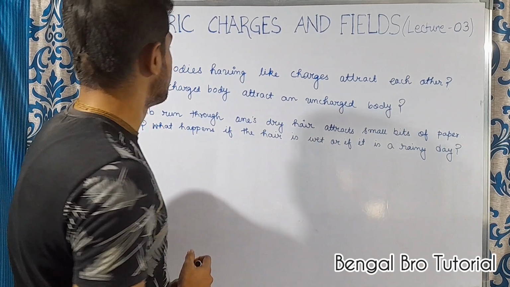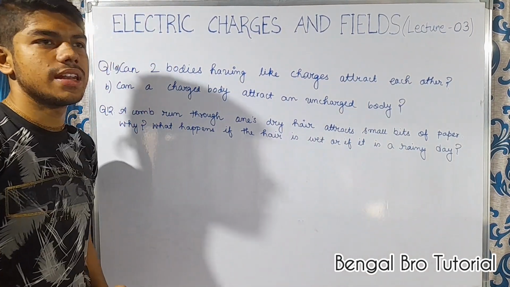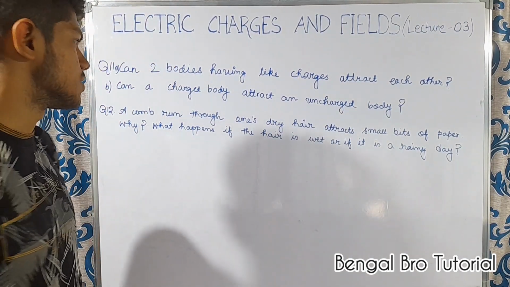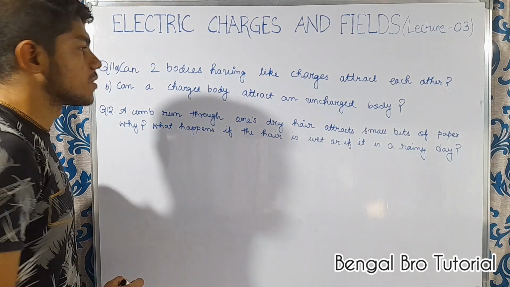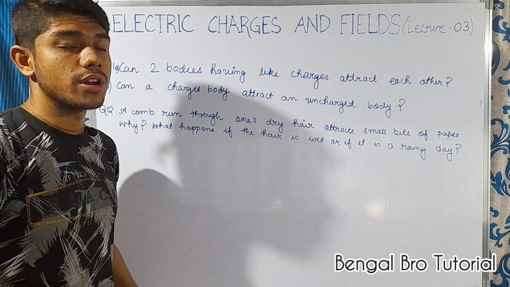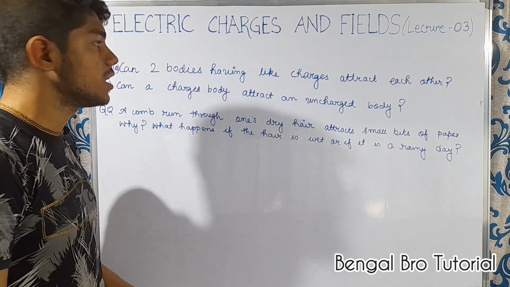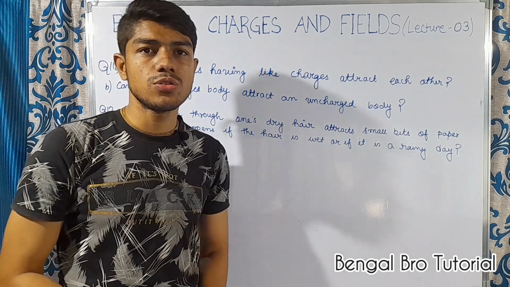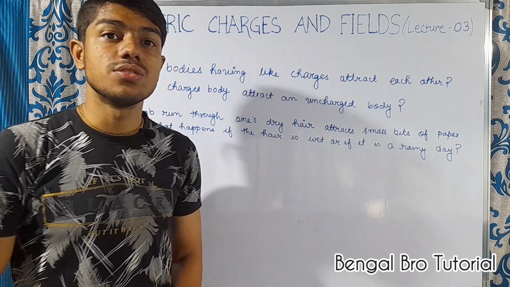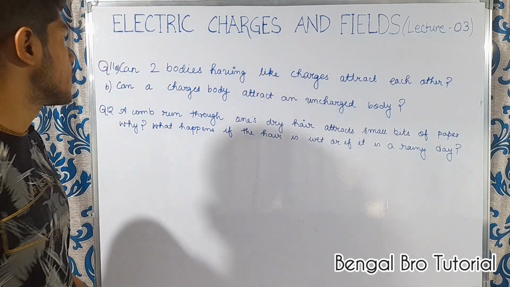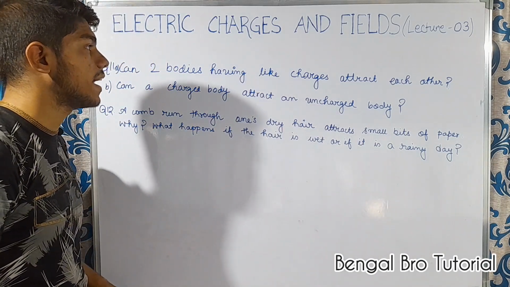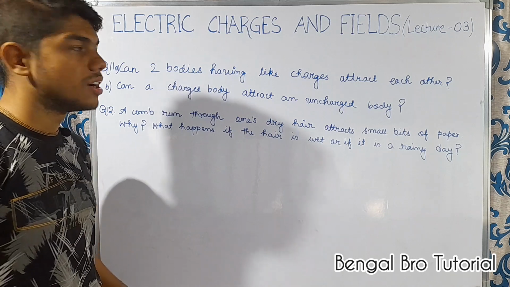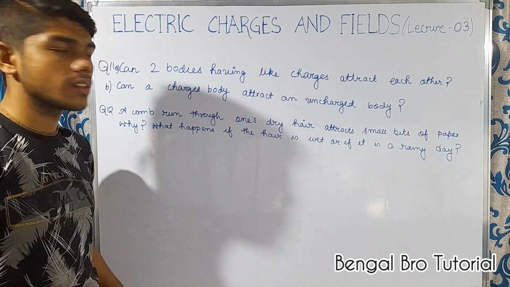Question number 11a. Can two bodies having like charges attract each other? See, this is a very important question because from here you can learn a new concept. According to the fundamental law of electrostatics, like charges repel each other. But in the question it is asked, can like charges attract each other? Now this is a contradicting situation.